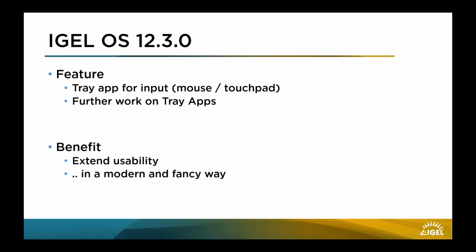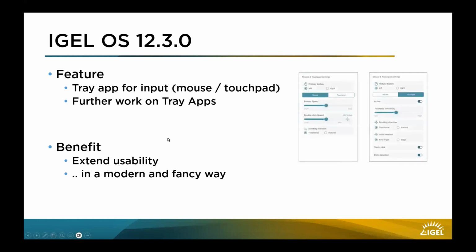Good. Then, of course, besides security and the great hardware support, a further focus topic on our end is usability. For that, we are constantly working on our so-called tray apps. As you know, Wi-Fi and Ethernet were offered with the 12.2.0 release, and battery and UMS connection with the first GA release. Now with 12.3.0, we are offering a completely new tray app for input. This combines mouse and touchpad with relevant options. Being a tray app, it looks like that.